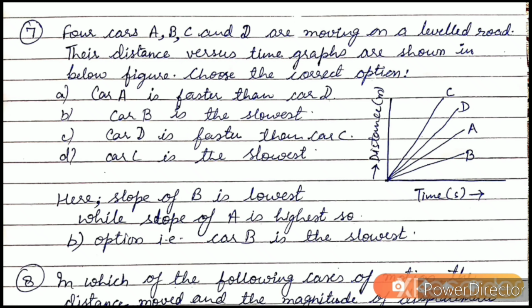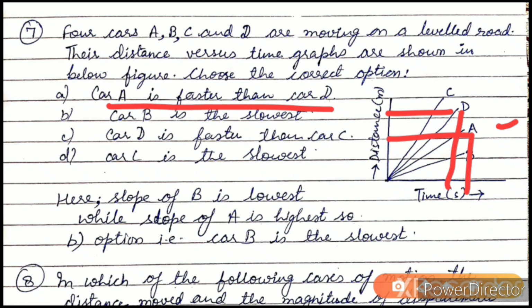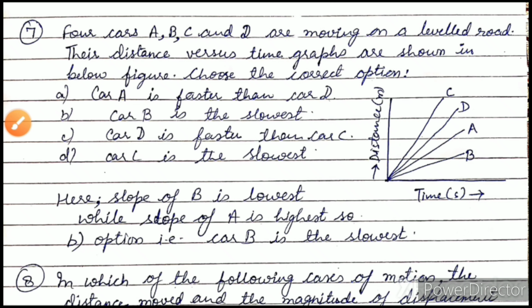Let us consider the cases one by one. Car A is faster than car D. Is it possible? No. Car D is faster than car A. So this option is wrong. Now come to the second option. Car B is slowest. Yes, of course, we got the right option. That is, B is moving less distance in more time. So car B is the slowest, and of course the next two options are not correct.